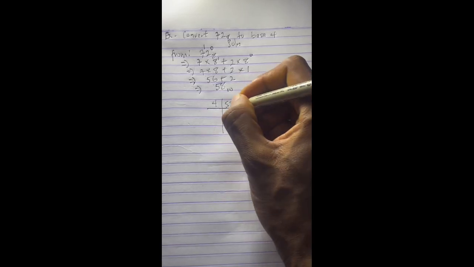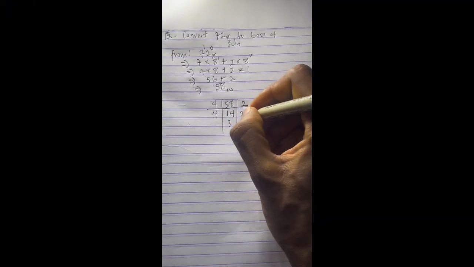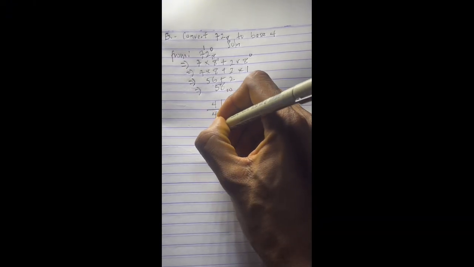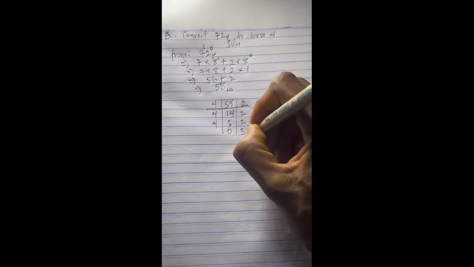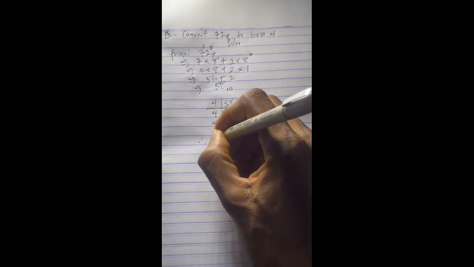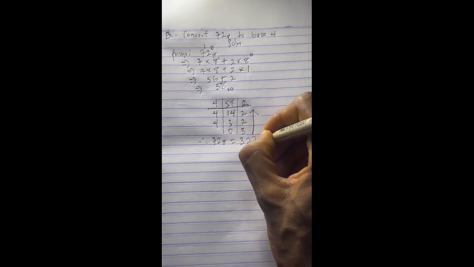Good. So 14 divided by 4 gives us 3, remainder 2. And 3 divided by 4, is it possible? No. So 0, and the 3 that is here, bring it down here, 3 as a remainder. Don't forget your answer is read from bottom to top. So therefore, 72 base 8 is equivalent to 322 base 4.